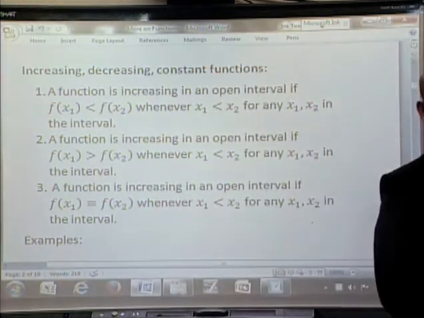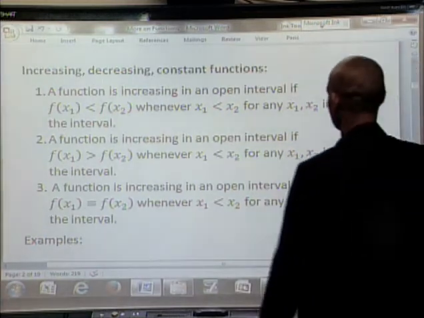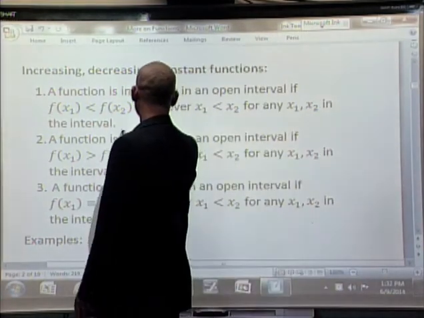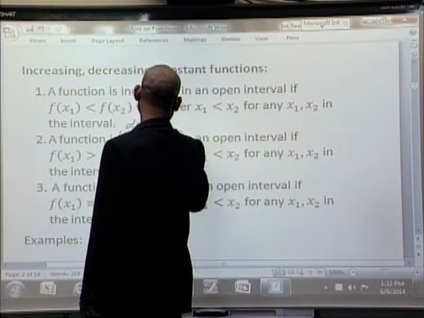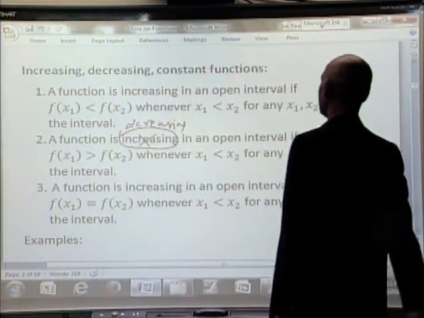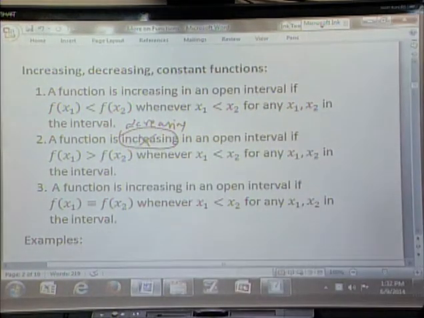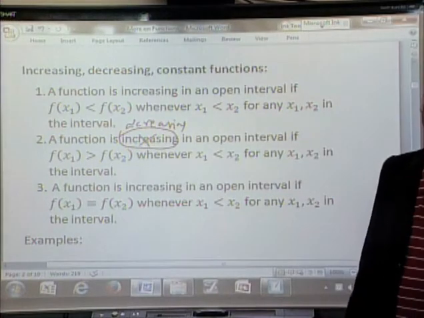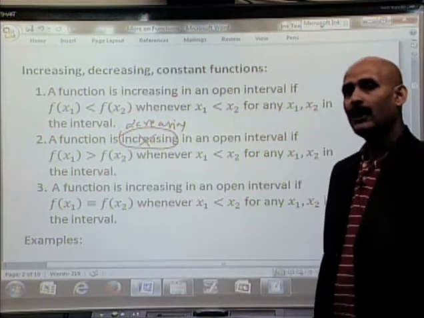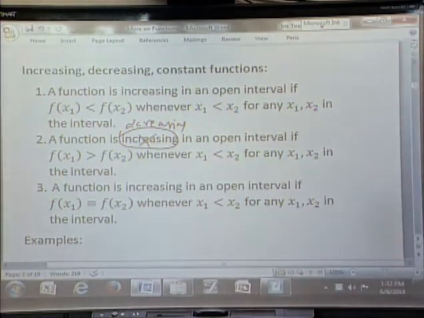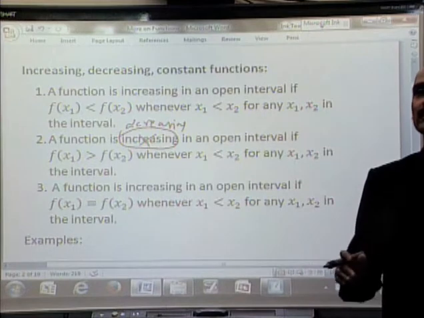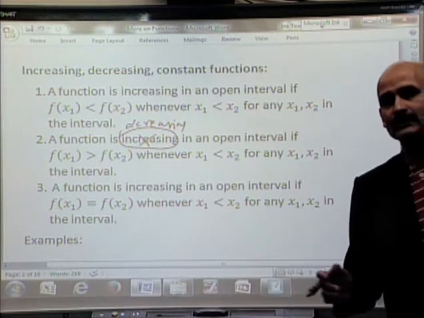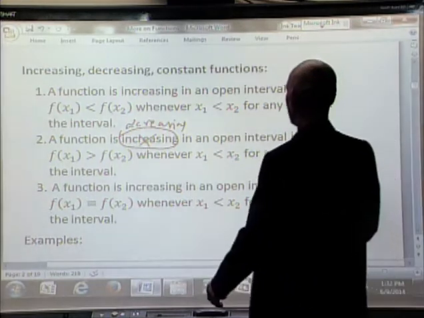Similarly, a function is decreasing, I am sorry, this should be decreasing. A function is decreasing in an open interval if f of x1 is more than f of x2 whenever x1 is less than x2. What basically this means is the larger the x, the smaller the y. If there is an interval where larger x corresponds to smaller y, we say the function is decreasing in that interval.